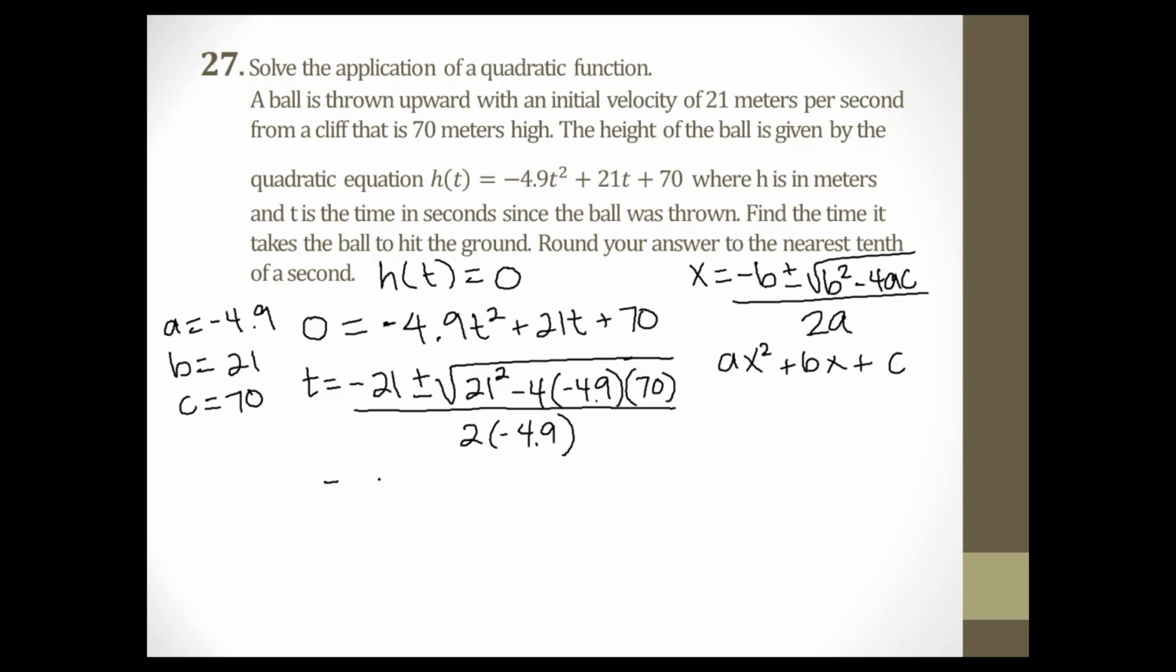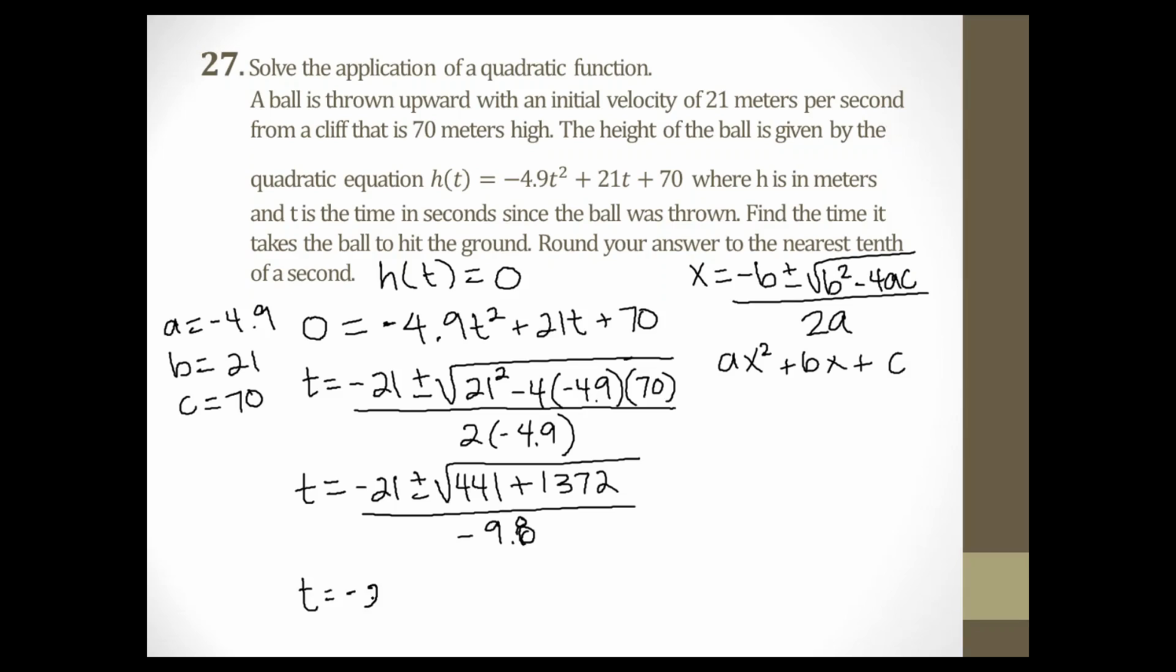Okay, so now we have negative 21 plus or minus the square root of 21 squared, which is 441, and then negative 4 times negative 4.9 times 70 is going to be positive 1,372, divided by 2 times negative 4.9, which is negative 9.8. So now t equals, I'm going to add under my square root, so 441 plus 1,372 is 1,813, all divided by negative 9.8.